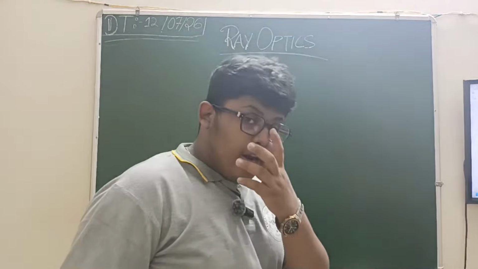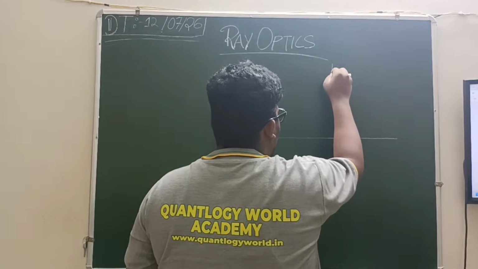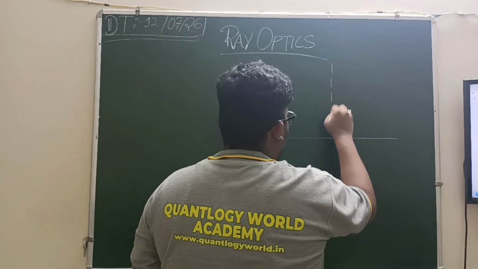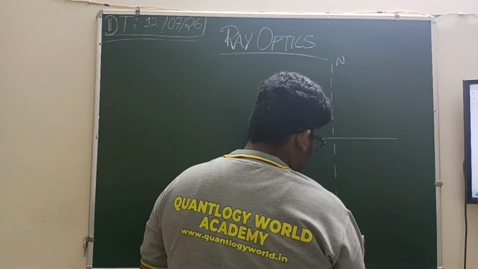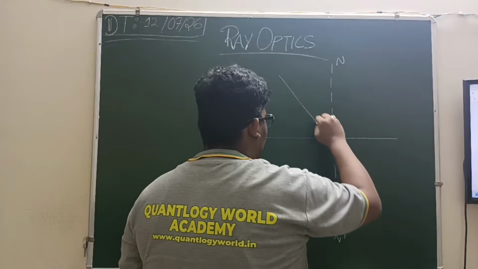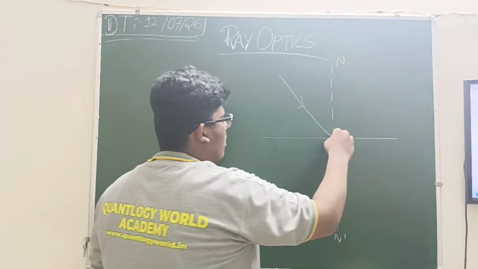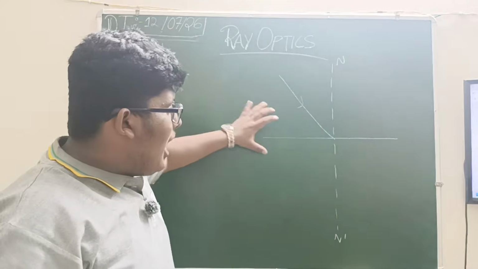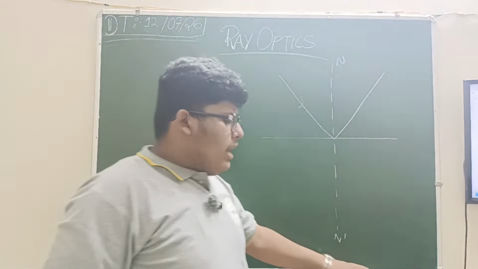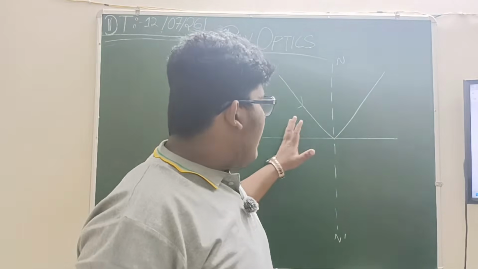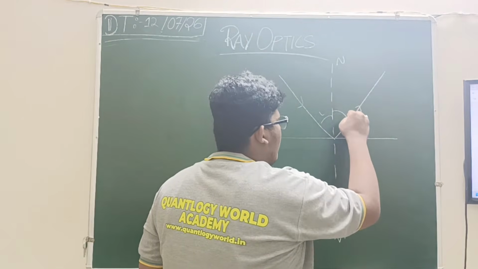First, we will understand what is refraction. We will understand with the help of a diagram. This is normal. We will represent N and N dash. This is incident ray. Then, if this is the incident ray, how will the light reflect back? It will reflect back in this manner. As we have read, reflection is the phenomenon in which light bounces back in the same medium. This is reflection. This is angle I, angle R.